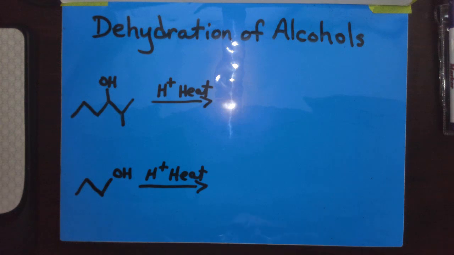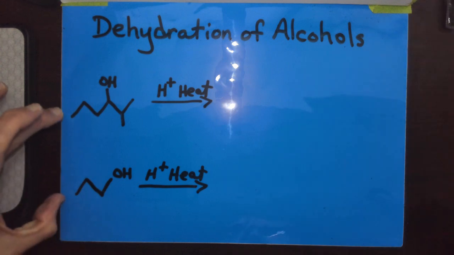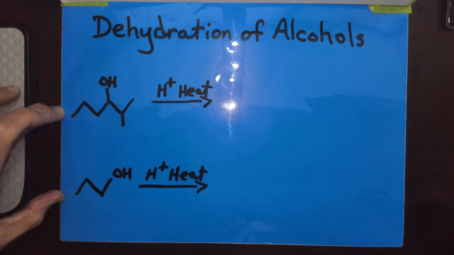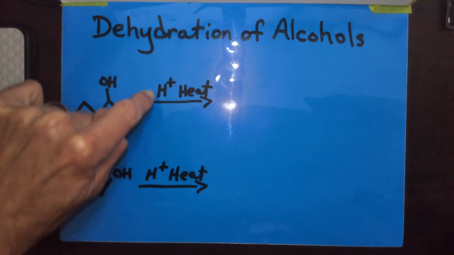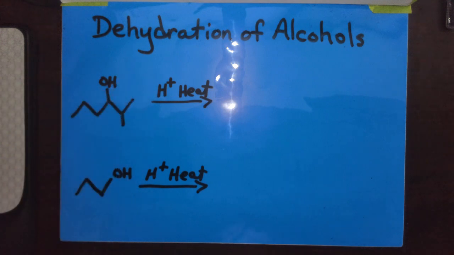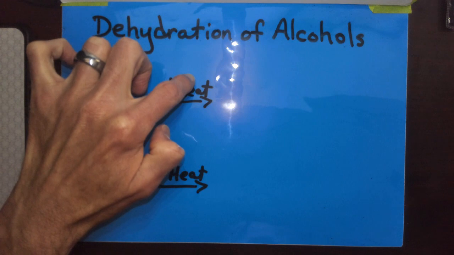Let's look at a type of reaction that alcohols go through. It's called the dehydration of alcohols. Now, dehydration, when you think of that, you think of losing water or water being removed. So when you have an alcohol and it goes through dehydration, you do that by the addition of a strong acid, something like sulfuric acid, and heat.